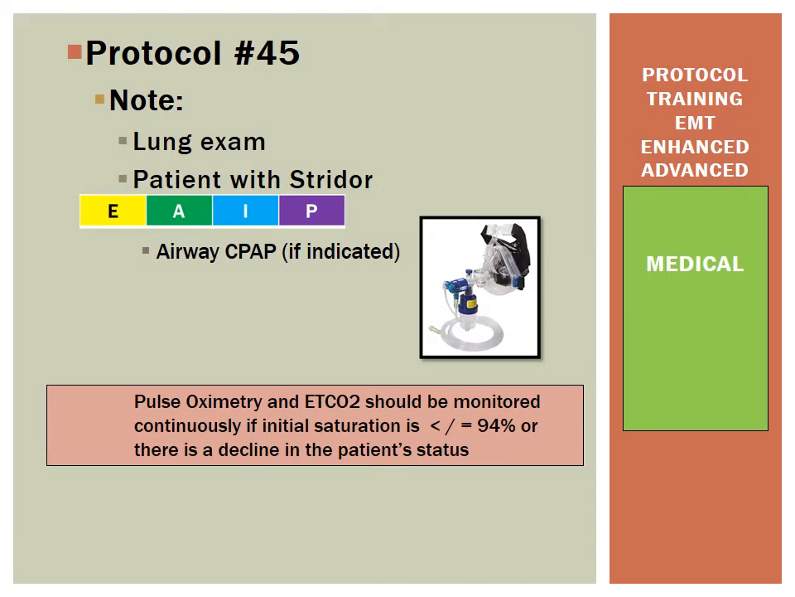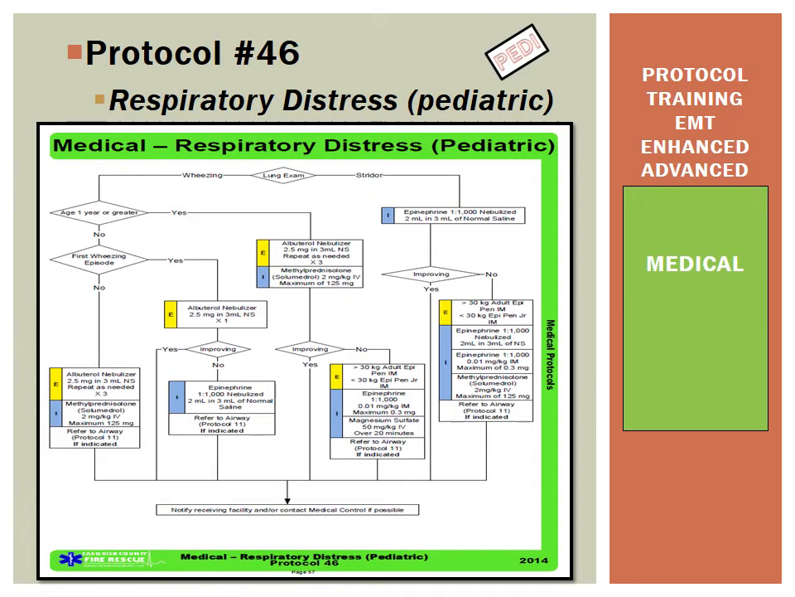For our patients who present with stridor, once ALS has been done, our treatment consists of airway, continuous positive airway pressure, if indicated. All right, respiratory distress pediatric. And this is broken down between wheezing and stridor, and it's also broken down on the wheezing side even further, age 1 year or greater, and whether or not this is their first wheezing episode or this has happened before.